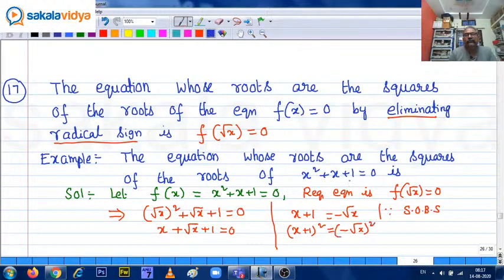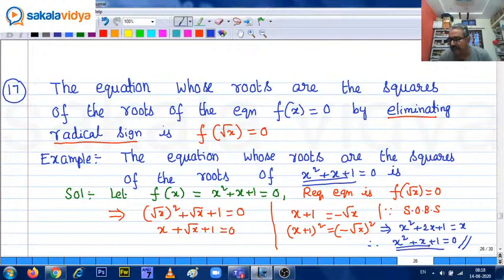So that means now we get x square plus 2x plus 1 equal to x. Bring this side. Therefore, x square plus x plus 1 equals 0. It is unaltered. The same equation we get: x square plus x plus 1 is equal to 0.